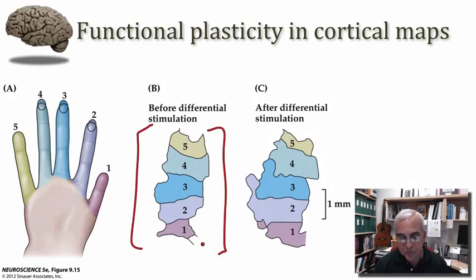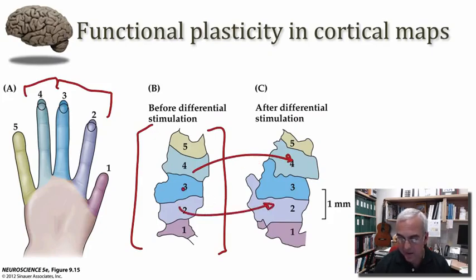And in this case, monkeys were trained in a task that especially activated digits 2 and 3, and to a lesser extent digit 4. After some period of differential stimulation of these digits, what we see is a fairly significant expansion in the amount of the somatic sensory cortex that's representing these 3 stimulated digits, perhaps at the expense of the adjacent representations of digits 1 and 5.